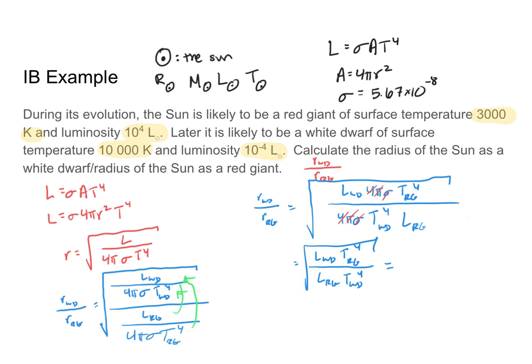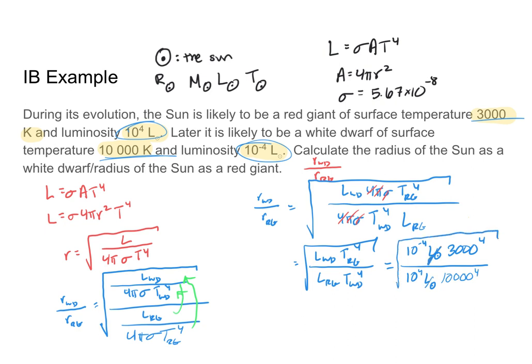And now I'm ready to plug in numbers. My luminosity as a white dwarf is 10 to the negative fourth times the luminosity of the sun, and my temperature as a red giant is 3,000, and we're going to raise that to the fourth. My luminosity as a red giant is 10 to the fourth times the luminosity of the sun, and my temperature as a white dwarf is 10,000 Kelvin, which again gets raised to the fourth power, and we're going to take the square root of that whole thing. I can also cancel out the luminosity of the sun since it appears on both sides of my equal sign.